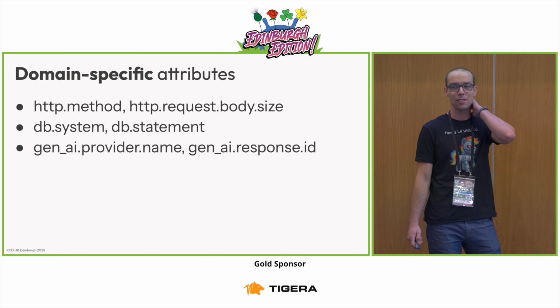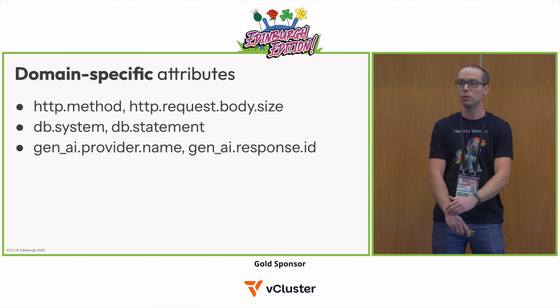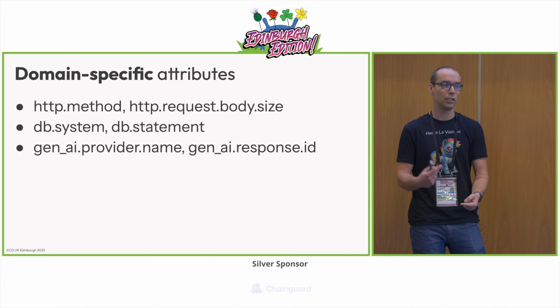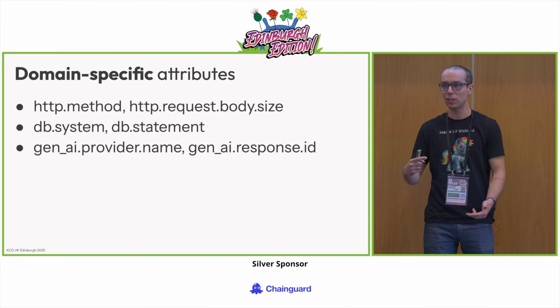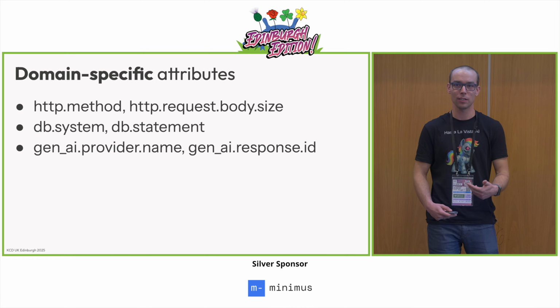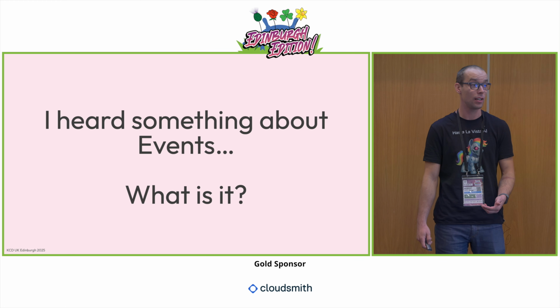But there are also domain-specific attributes, which are usually the most important, where we also need your feedback. So for instance, attributes for HTTP, for databases, for GenAI, everyone loves GenAI. And also there are CI/CD deployments semantic conventions, etc.